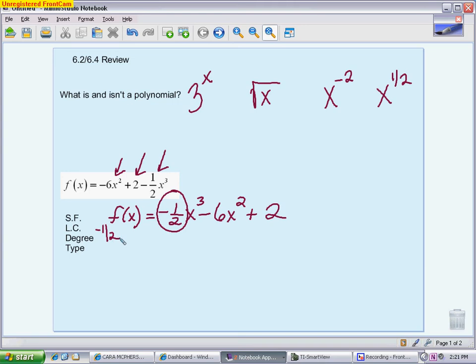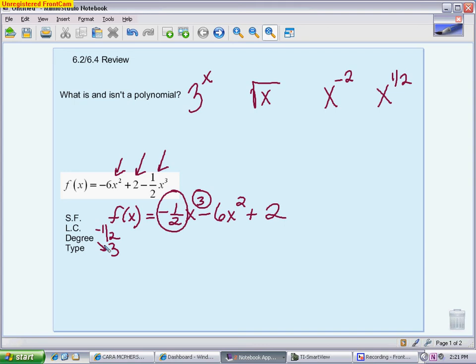If you have nothing written there, keep in mind that's like a 1. So if you just have an x cubed, that is a 1 as your leading coefficient. Your degree is your highest power, so this would be degree 3. And then the type comes from the degree. We had different types that we had to learn.